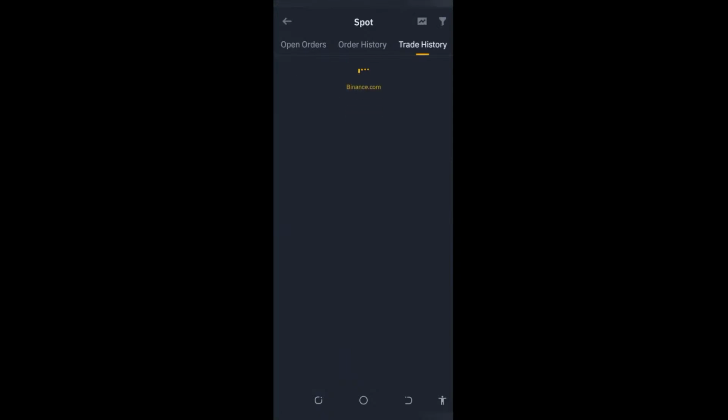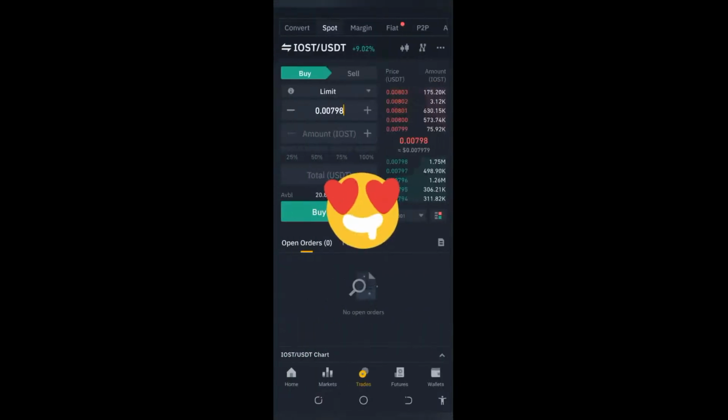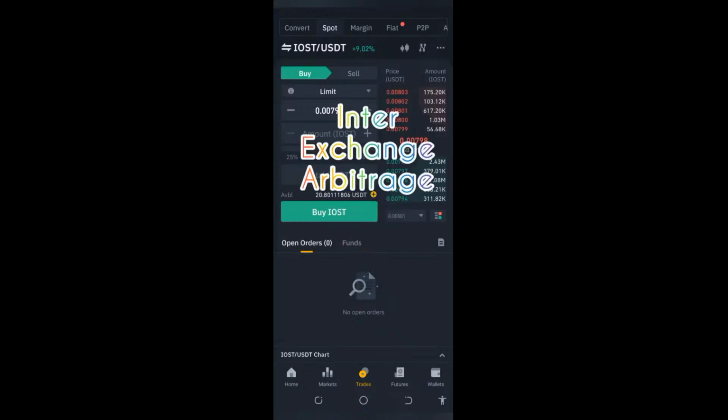Okay, so we actually sold this to USDT. We sold the 2606 and we got 20.82. Oh my God, this is beautiful. I love this. Now, this is actually an inter-exchange arbitrage, right?